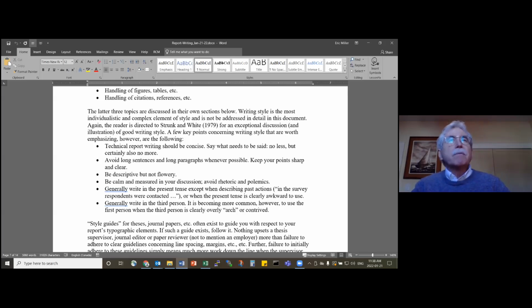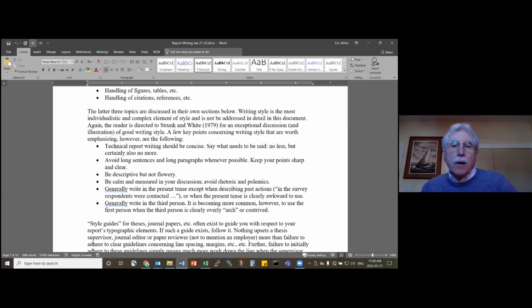But the general rule is still say what needs to be said, but don't elaborate on it. You're not being paid by the word. Your grade doesn't depend on how many words, how many pages.